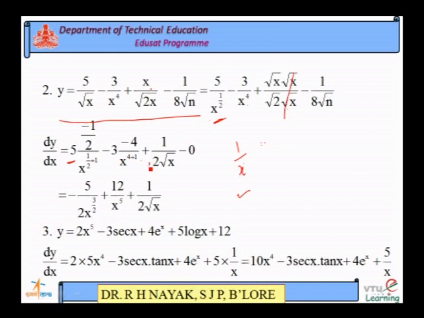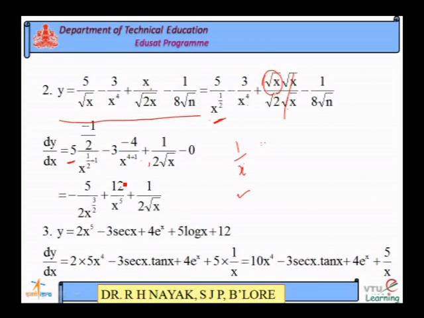Differentiation of 1 by root x is 1 by 2 root x. Along with this we have root 2. Therefore, finally, 5 into minus 1 by 2 is minus 1 by 5, x to the power of half plus 1 is 1 and half, that is 3 by 2, minus into minus plus, 4 3s are 12, divided by x to the power of 4 plus 1 is 5.